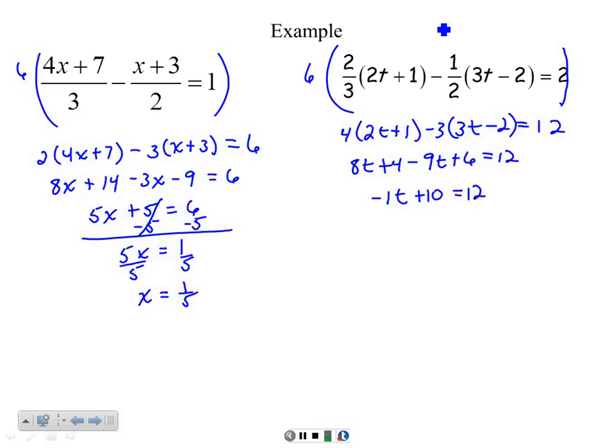So we have to get the 10 over there with that 12, so we'll minus 10 from both sides. And so we'll have -1t is equal to 2. And then we'll divide both sides by -1, because we need that coefficient to be a positive 1, which is going to be a -2.